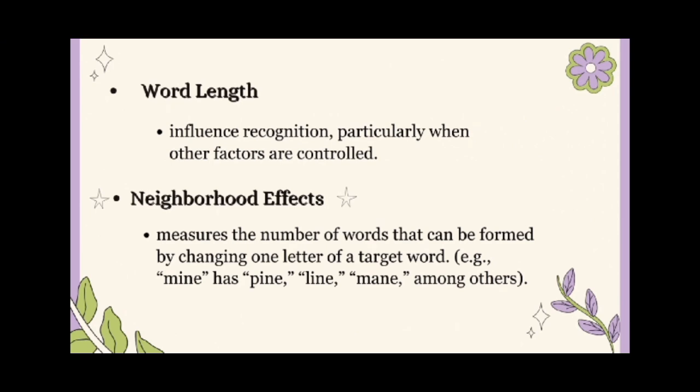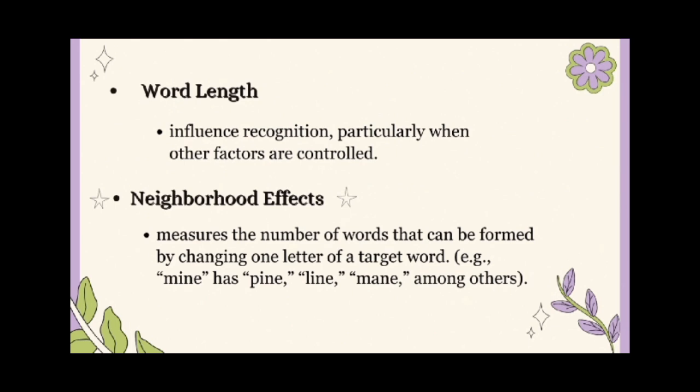Word length influences recognition, particularly when other factors are controlled. The length of a word can affect how quickly and easily we recognize it. Short words like cat are generally recognized faster than longer words like extraordinary. This is because longer words take more time to process, especially when other factors like familiarity and frequency are controlled.